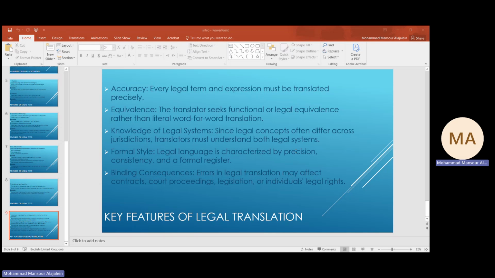So throughout this video, we will explore what legal translation is, the kinds of legal documents translators work with, the features of legal language, and the challenges involved in translating a legal text accurately.